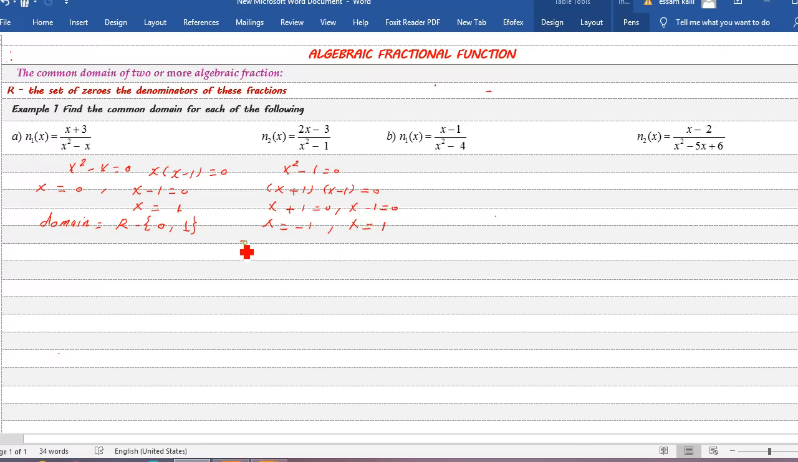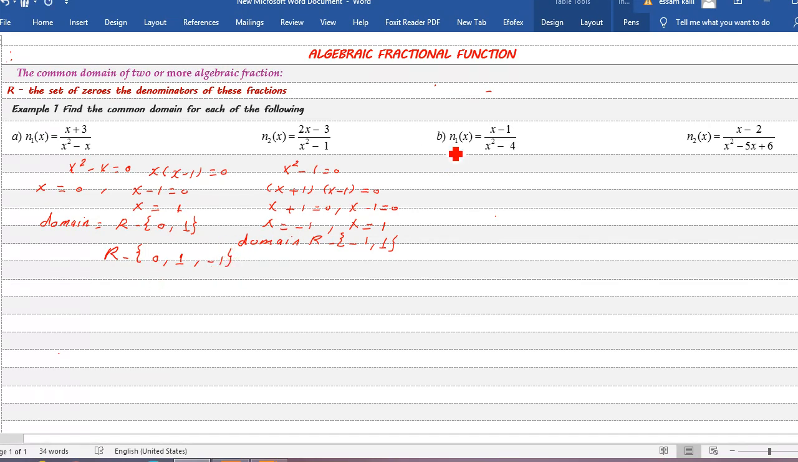Then the domain equals R different -1, 1. Find the common domain. The common domain equals R different, taking the zeros of the first and the second. Writing 0, 1, -1.